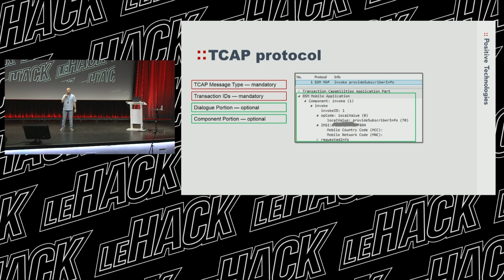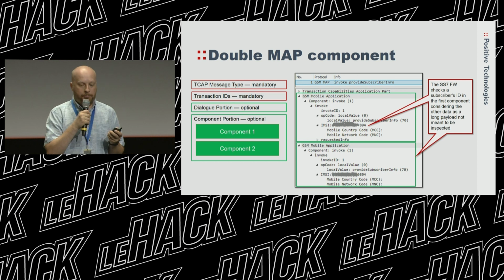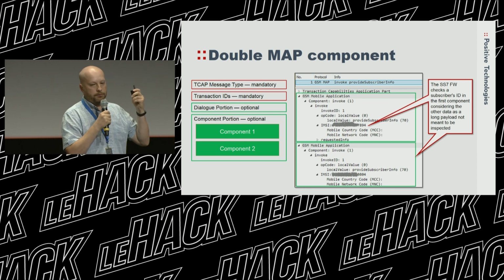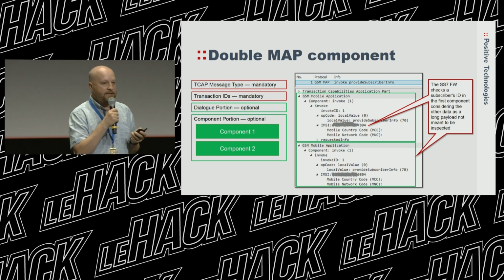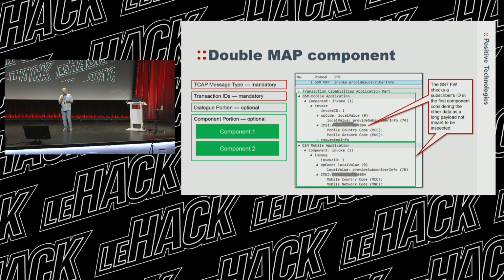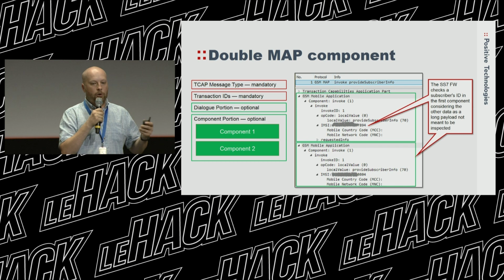One more interesting detail about TCAP protocol. I have already shown this picture with TCAP structure, but the component portion could contain more than one component, actually. And each component should contain its own operation code and could use even different identities. When an SS7 firewall faces this kind of message, and this is not a typical message in signal networks, usually an SS7 firewall inspects only the first component, and it considers that the second one is just a long tail of the first component and ignores all this information.